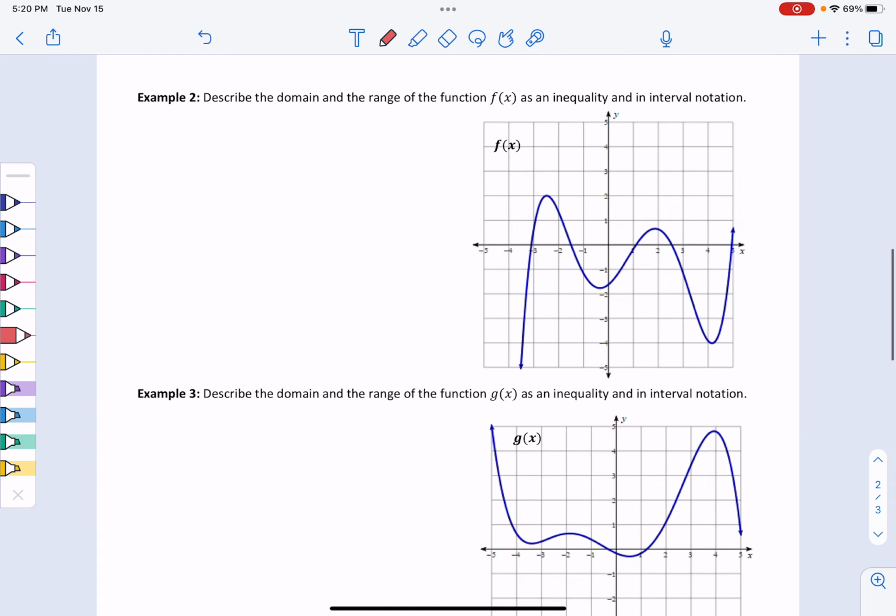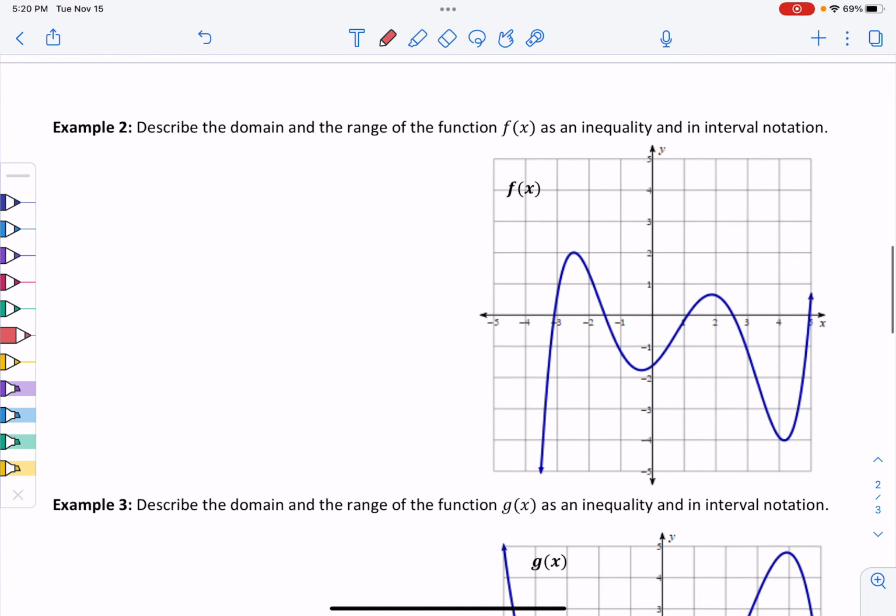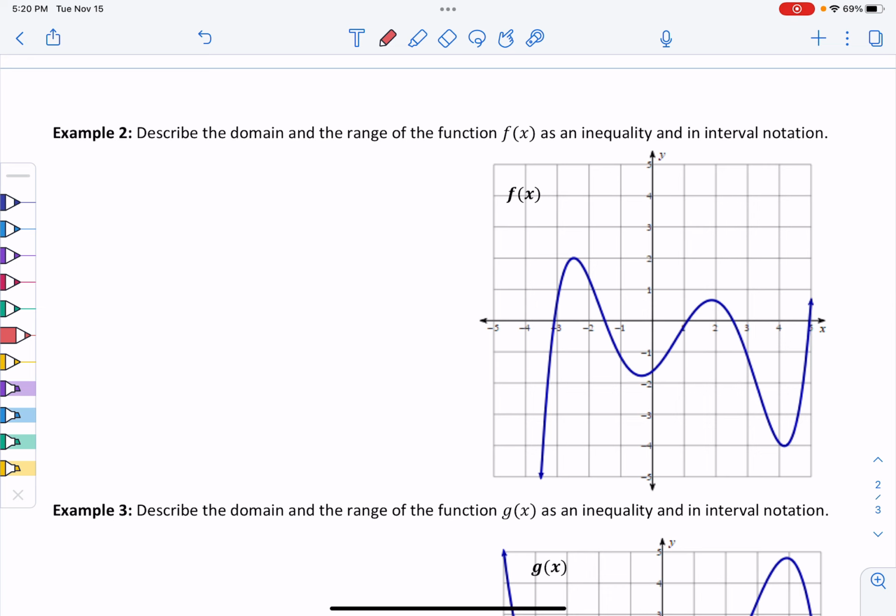All right, let's do example 2. So in example 2, it asks us to describe the domain and the range of the function, f of x, as an inequality, and in interval notation.